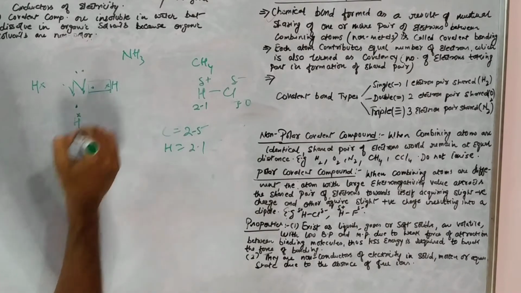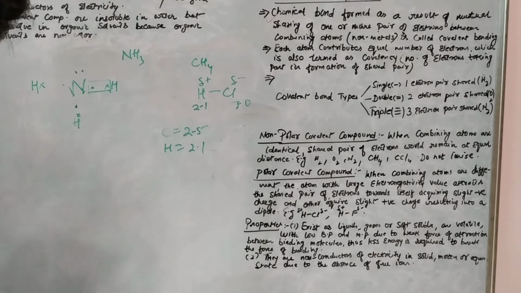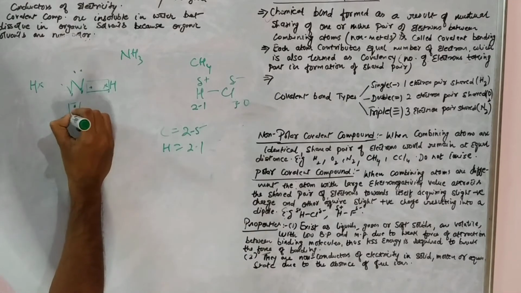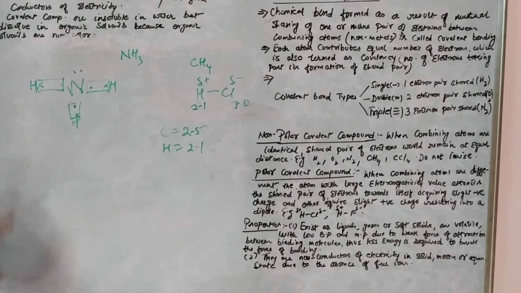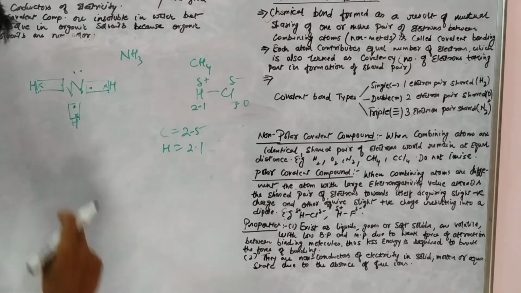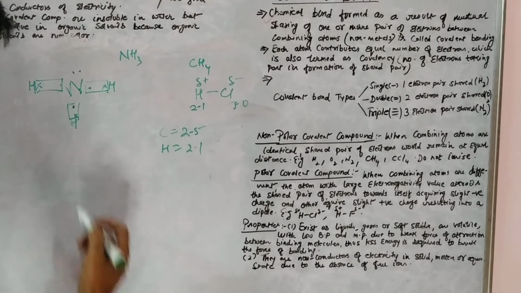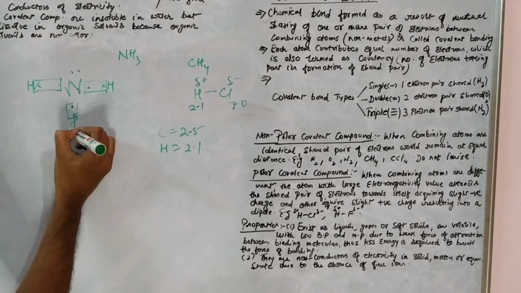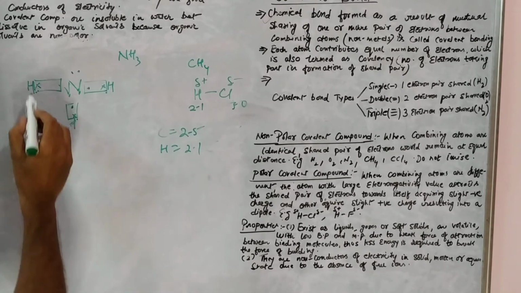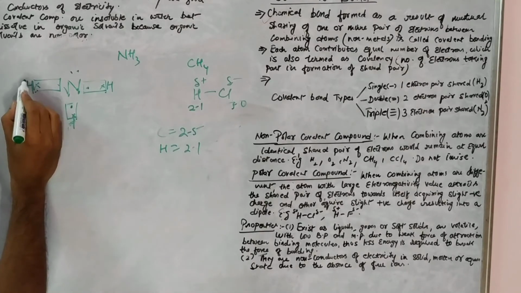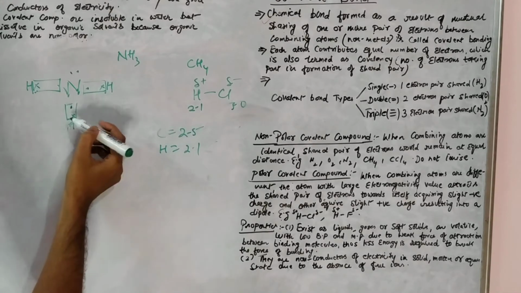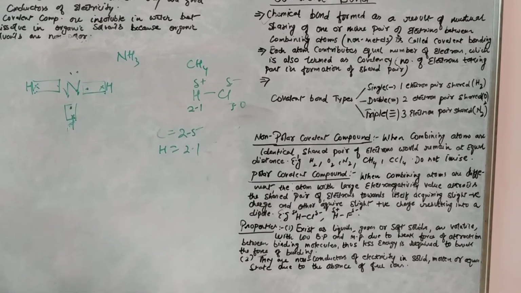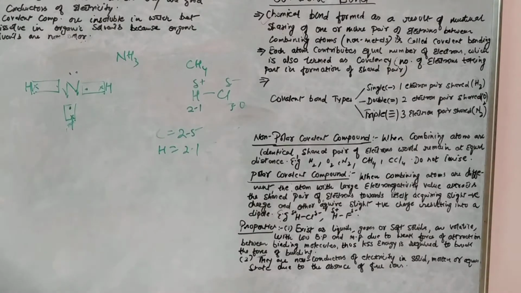Each of the hydrogen atoms will share 1 electron with the nitrogen atom. This one will also share, right? So we have 3 shared pairs which belong to hydrogen as well as to nitrogen. This shared pair belongs to this hydrogen as well as to this nitrogen. Similarly, this shared pair belongs to this hydrogen as well as to this nitrogen. So all 3 hydrogens have acquired 2 electrons after sharing, and all these hydrogens have become stable.